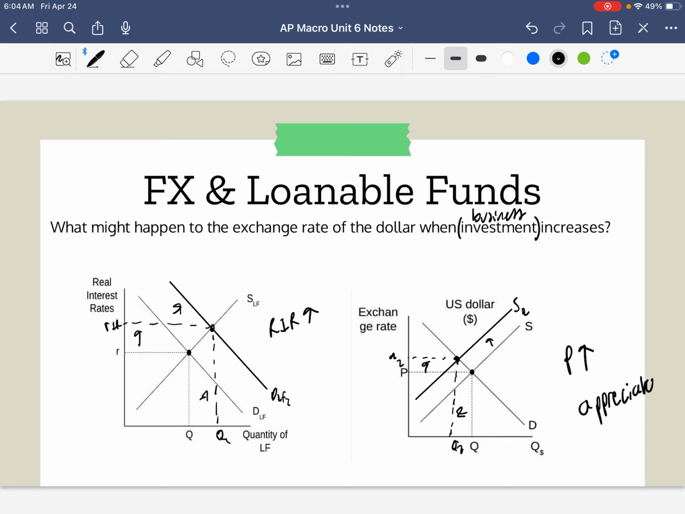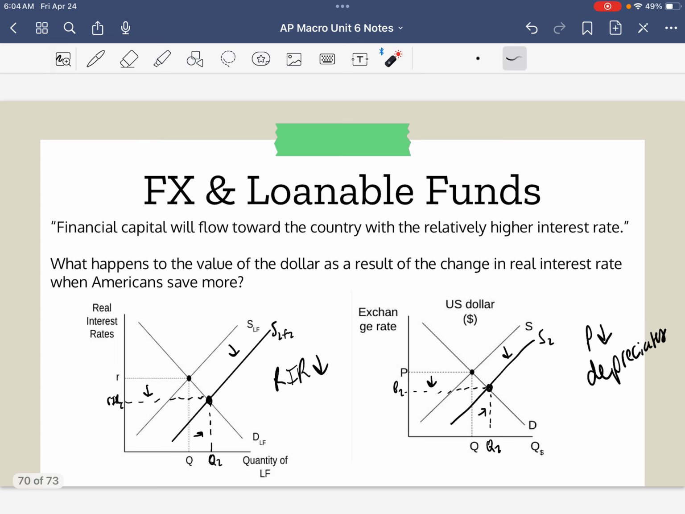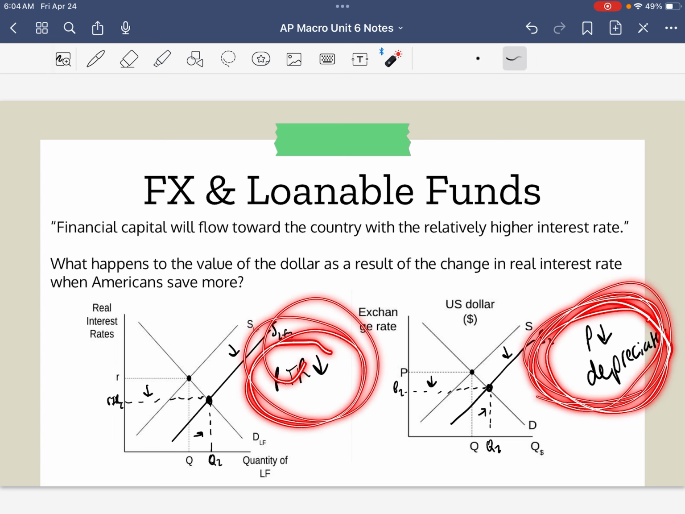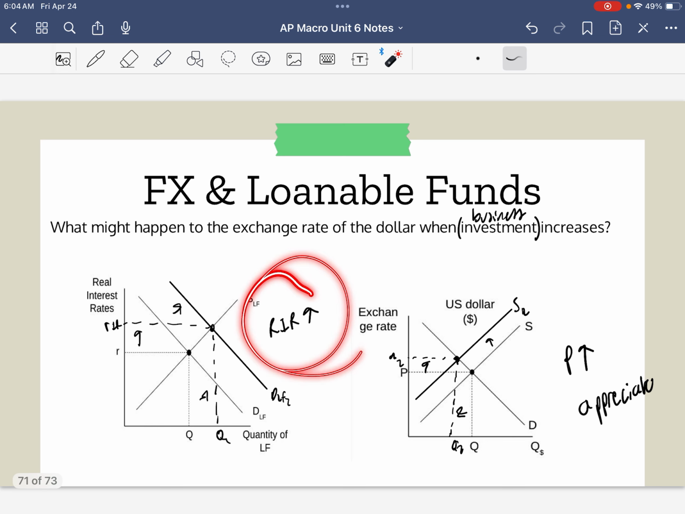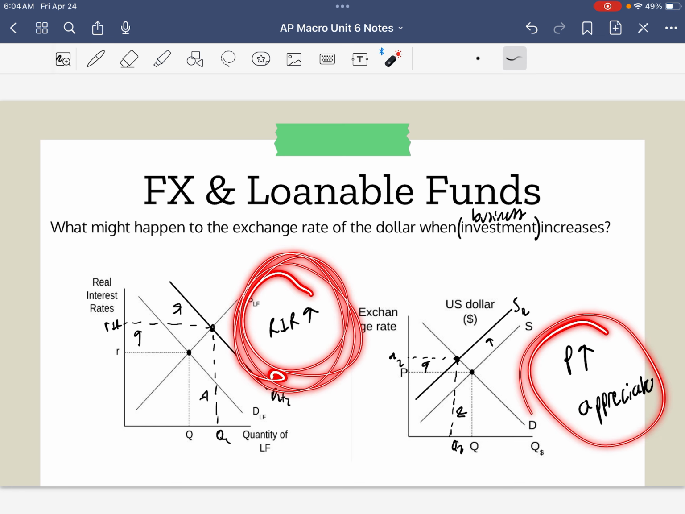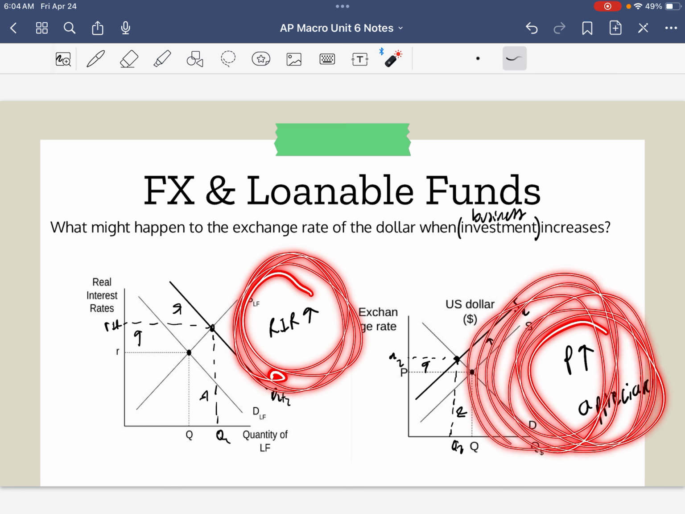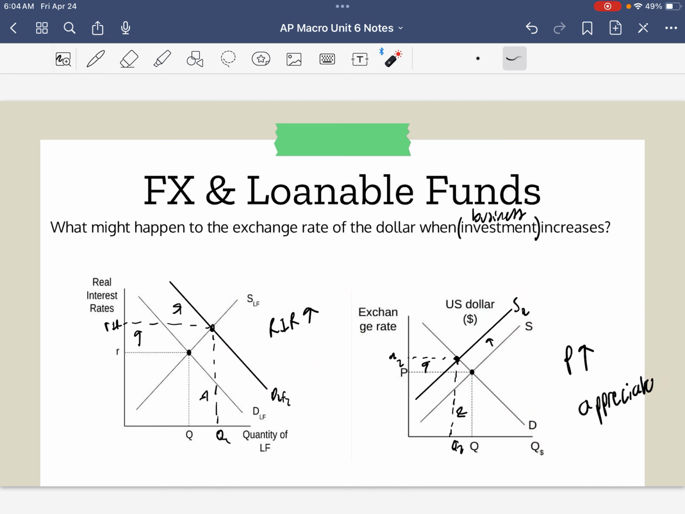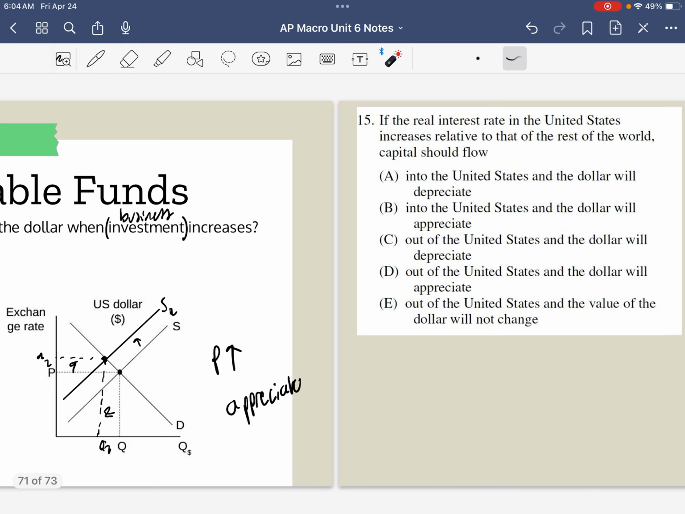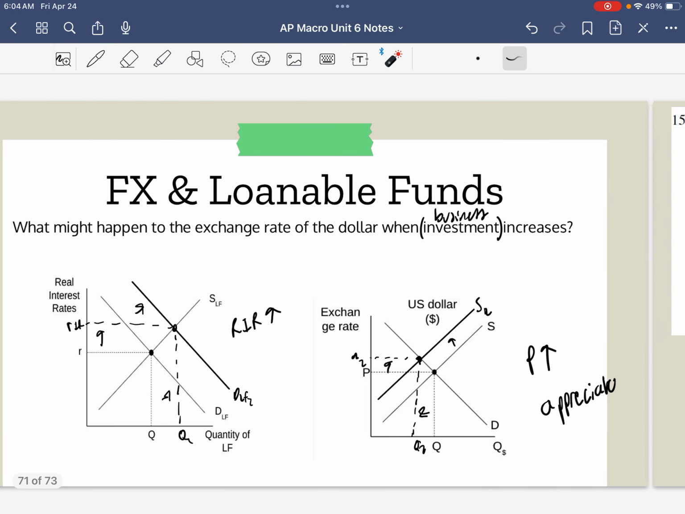Because real interest rates rose, the price of the US dollar went up. So I want you to notice something. Because real interest rates went down, the price of the US dollar depreciated. Because real interest rates went up, the price of the US dollar appreciated. You notice how they have a direct relationship. The arrows follow each other. That should help you there. That's all. Thank you.